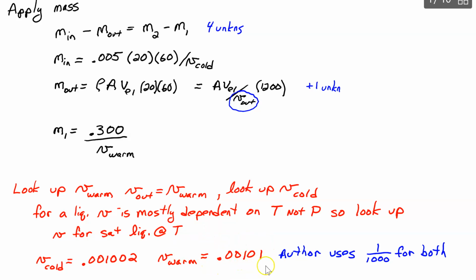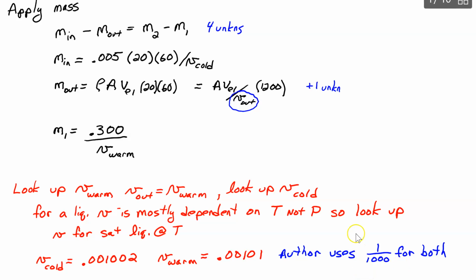Now, the numbers that we're going to calculate are slightly off of what the author says is the answer. The author uses 1/1000 for both of the v's. If you remember when we were doing some of the other problems, the density of water was taken to be 1,000 kilograms per cubic meter. So that's what he uses, which is pretty close to these numbers here, but it's maybe a little bit more precise to use these.